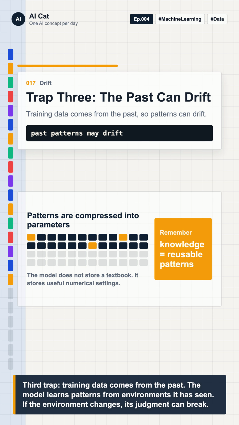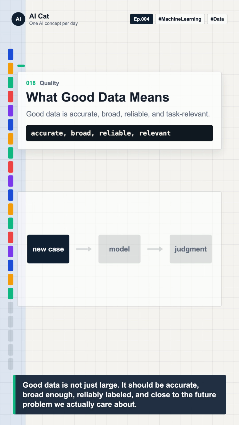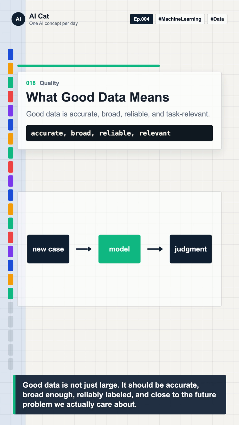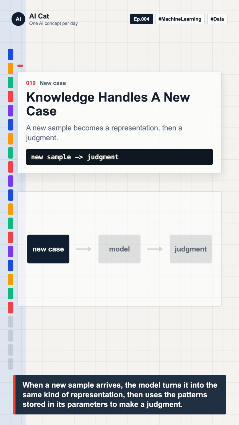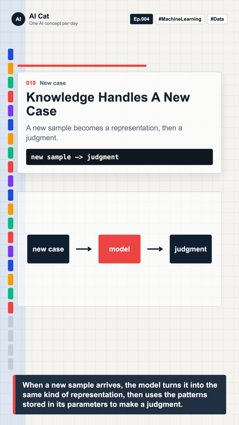The model learns patterns from environments it has seen. If the environment changes, its judgment can break. Good data is not just large, it should be accurate, broad enough, reliably labeled, and close to the future problem we actually care about. When a new sample arrives, the model turns it into the same kind of representation, then uses the patterns stored in its parameters to make a judgment.